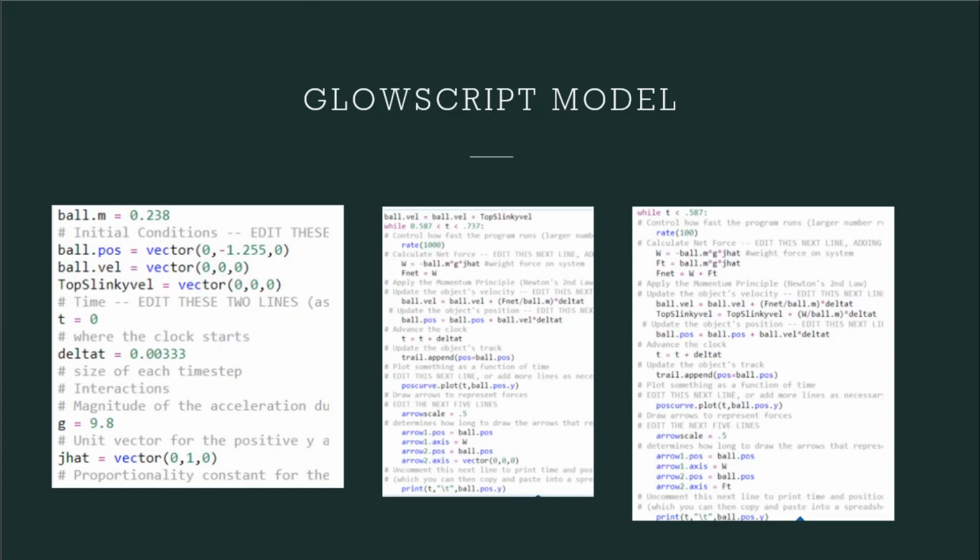I then set the net force to equal the sum of the tension force and the force of gravity, creating two while loops. One updates the position and velocity while the slinky is compressing, and the other updates the position and velocity after it is fully compressed.